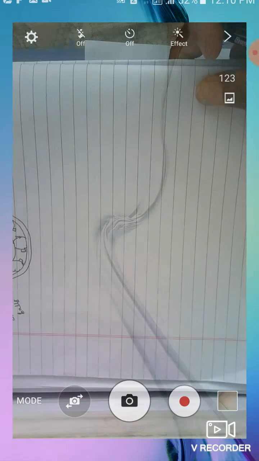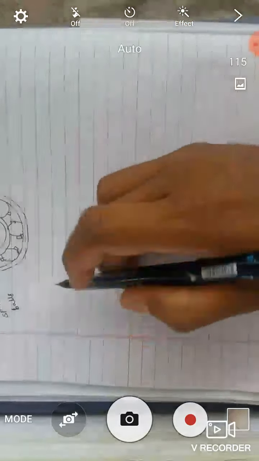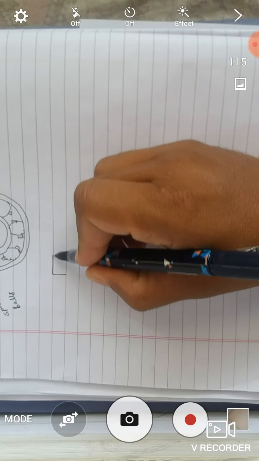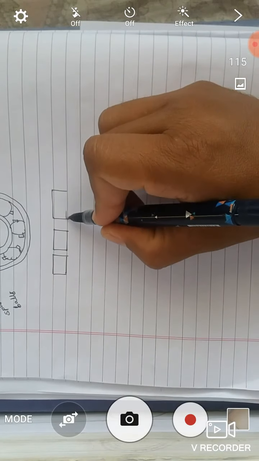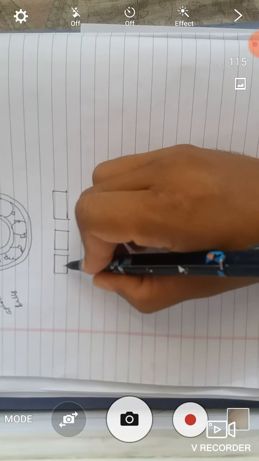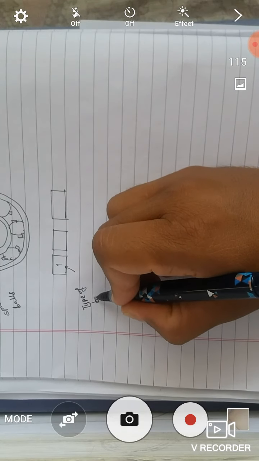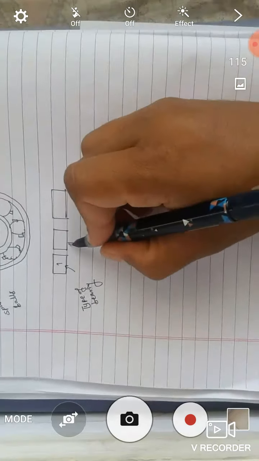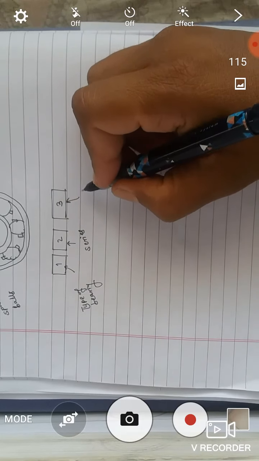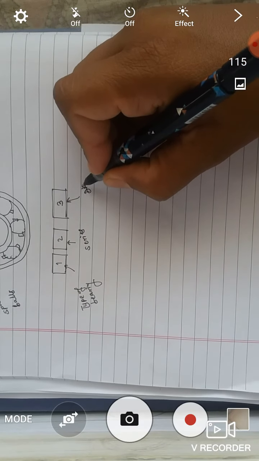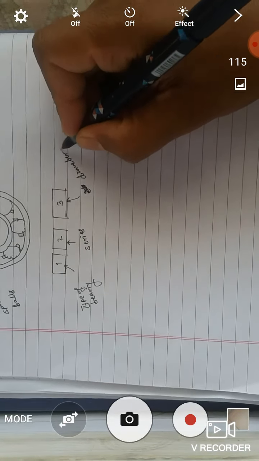If we see the designation in case of rolling contact bearing, the rolling contact bearing is designated by number. First number, second number, third number. This first number indicates the type of bearing. This second number indicates the series. This third number is related to the diameter of shaft.